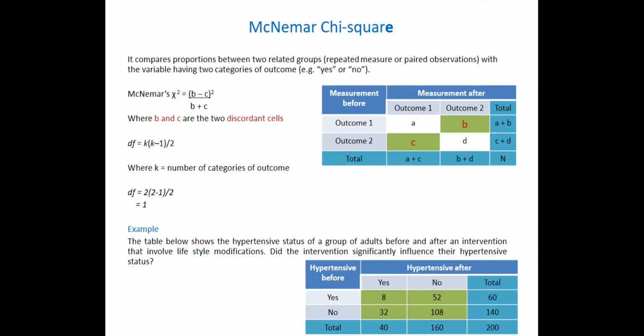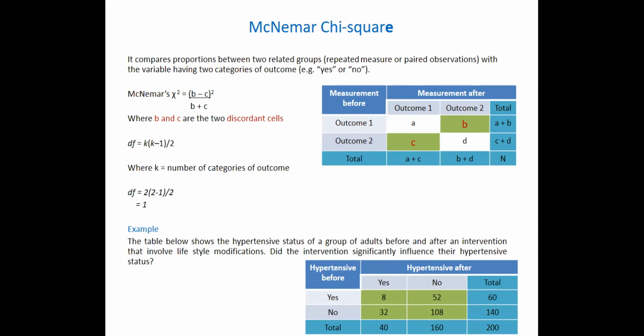So whenever you have a categorical variable with only two categories, either yes or no, diabetic, not diabetic, hypertensive, not hypertensive, whatever. And you assess that particular outcome on a group of people on two occasions. Let's remember, it's a categorical outcome. You assess it on two occasions on the same group of people. It's not two groups of people.